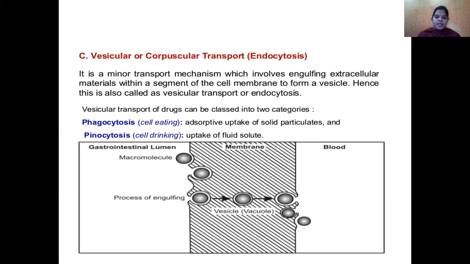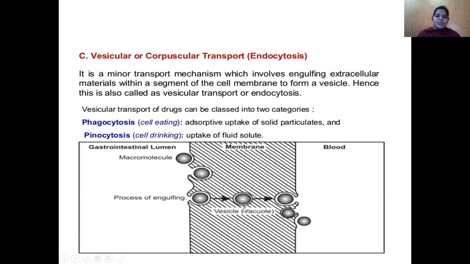Gastrointestinal lumen. See here in this picture, a macromolecule is there. When this macromolecule is in the GI lumen and it reaches the membrane, the membrane will engulf this macromolecule, which leads to the formation of a vesicle. Vesicular systems are one more type of novel drug delivery system. The drug particle is surrounded with a phospholipid membrane, that is nothing but a vesicle.